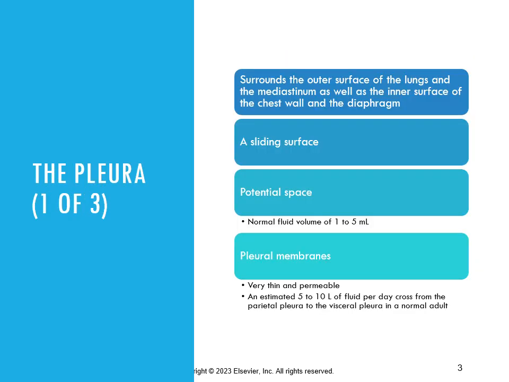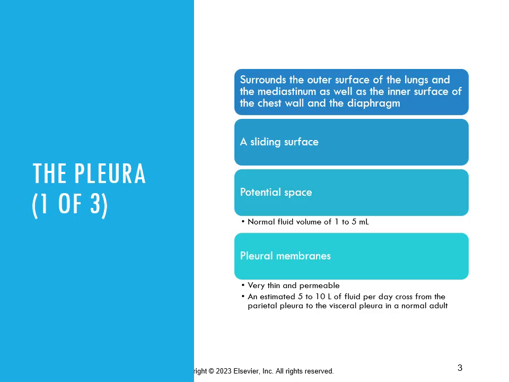children. Hey everybody, so we're talking about the pleura today. As you know, the pleural space is not really a space at all. It is simply a potential space. It surrounds the outer surface of the lungs and the mediastinum, as well as the inner surface of the chest wall, and even covers the diaphragm. It is a sliding surface with just a tiny amount of fluid, about 1 to 5 mils of serous fluid that are in this potential space.